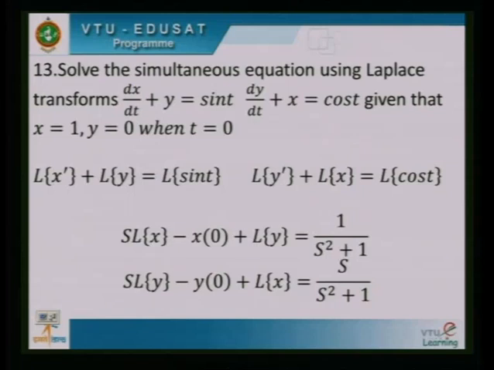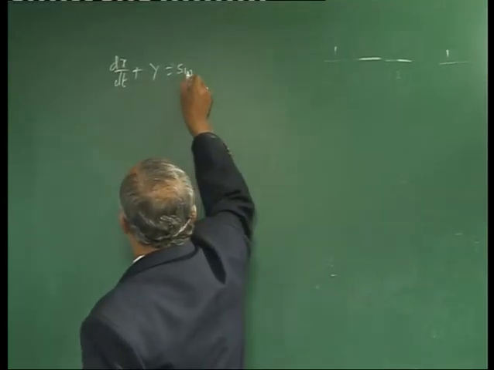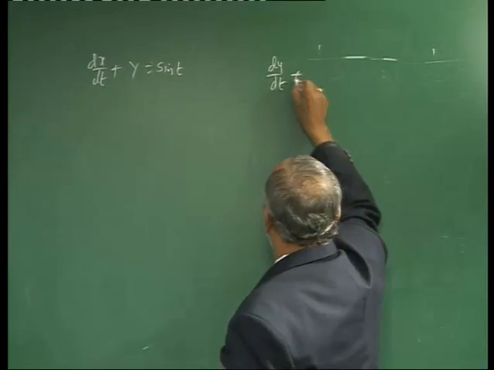Next method is solving the simultaneous differential equation by using the Laplace transform method. Solve the simultaneous equations using Laplace transform: dx by dt plus y is equal to sin t, dy by dt plus x is equal to cos t, given that x is equal to 1, y is equal to 0 when t is equal to 0. See here, two equations are given: dx by dt plus y is equal to sin t, and another equation is dy by dt plus x is equal to cos t.